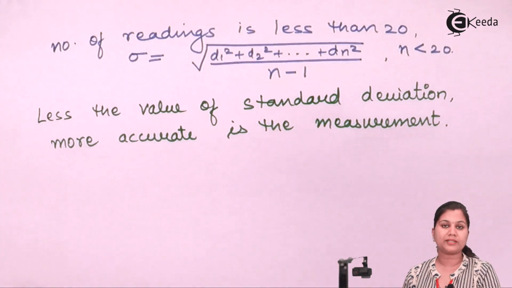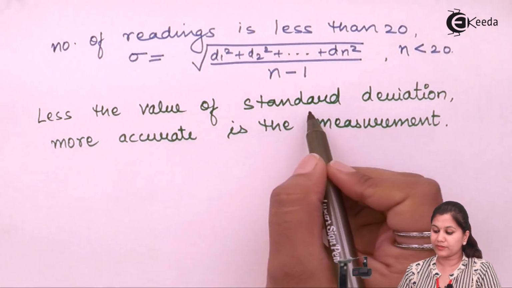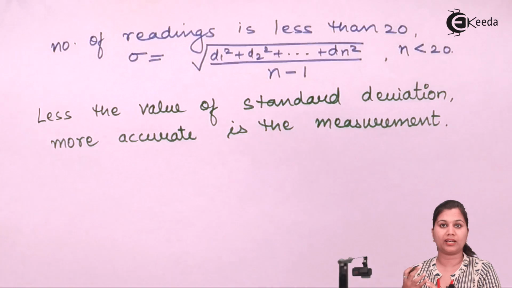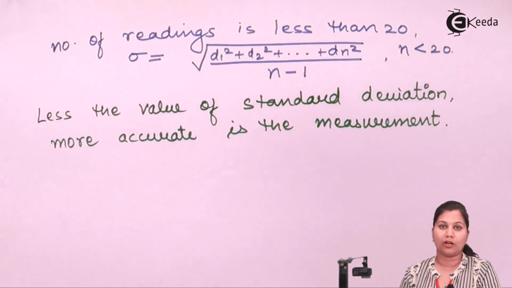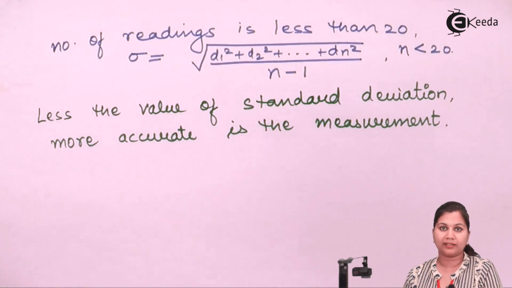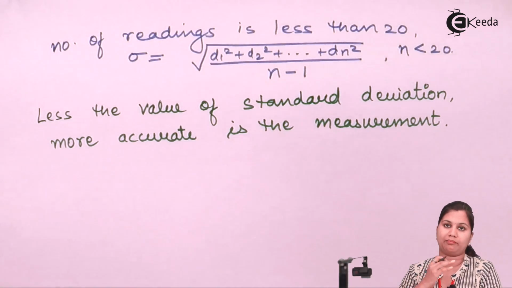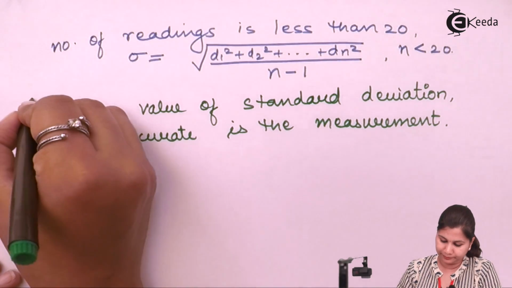Now in a measurement, if we get a small value of standard deviation, it means that our measurement is very accurate. So the lesser the value of standard deviation, the more accurate our measurement is.